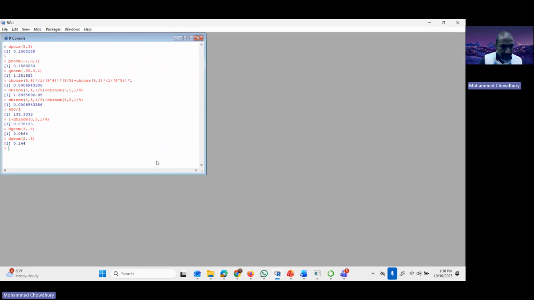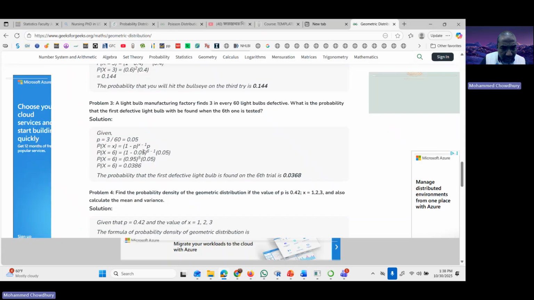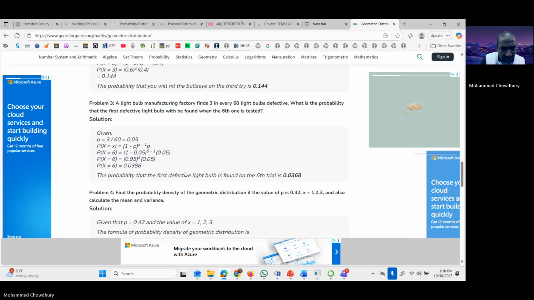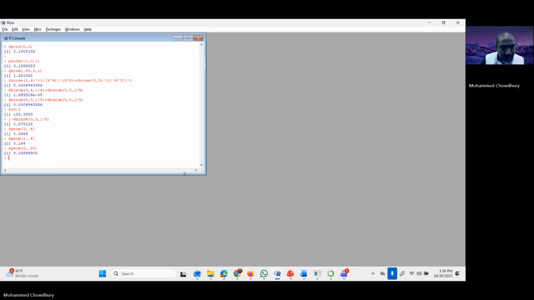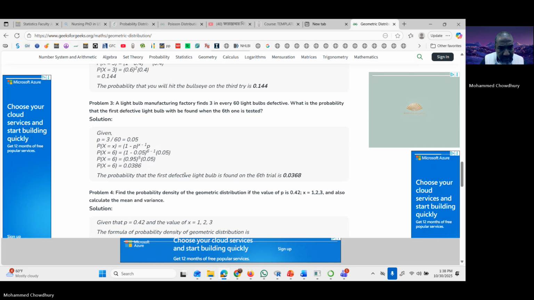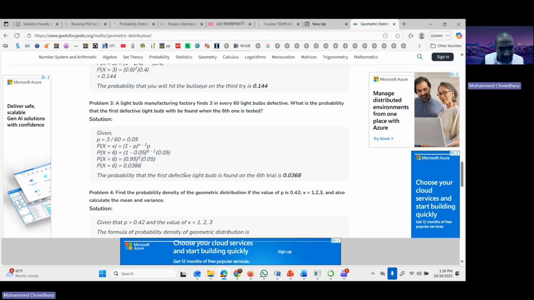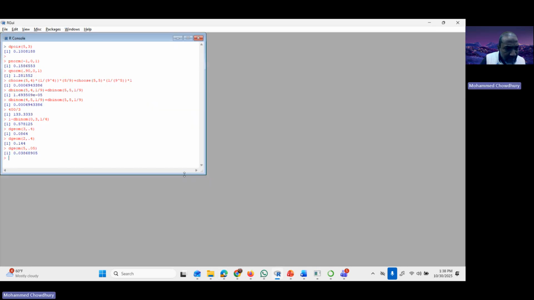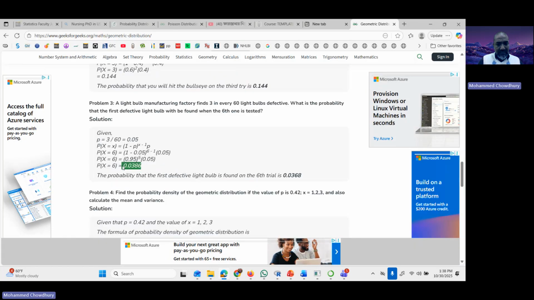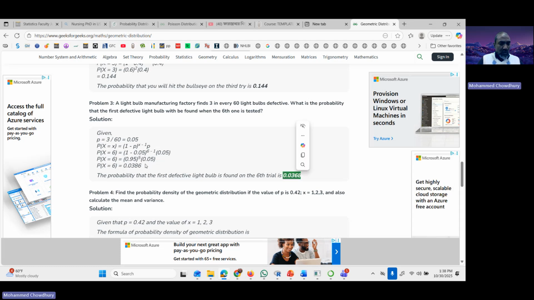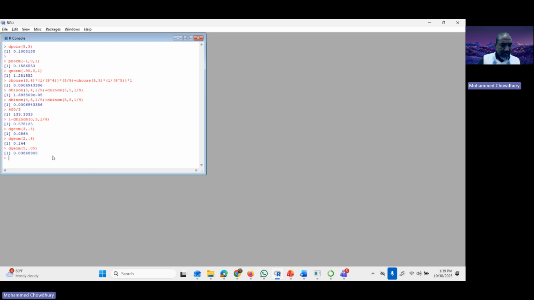Let me solve it quickly by using this. So 0.05, that says the sixth. That means 0.0386, 0.0386. So this is the correct answer. That is the typo, okay? So I got this one, 0.0386.